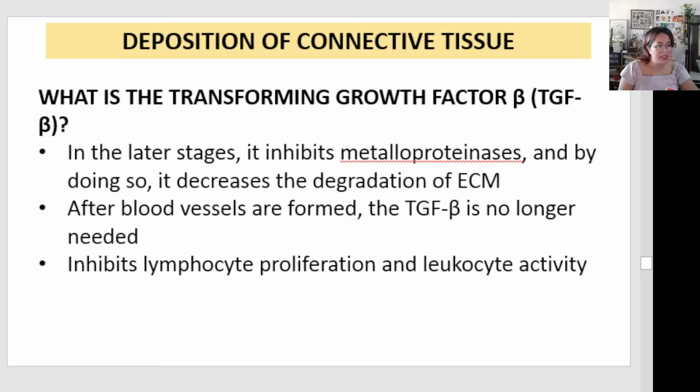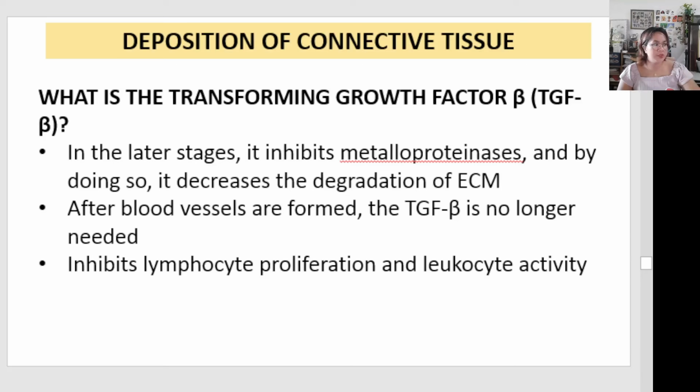In the later stages, after blood vessels are formed, the TGF-beta is no longer needed, which inhibits MMPs. It inhibits lymphocyte proliferation and leukocyte activity, thereby limiting and terminating the inflammatory response. That is also a reason why the TGF-beta is also referred to as anti-inflammatory cytokine.